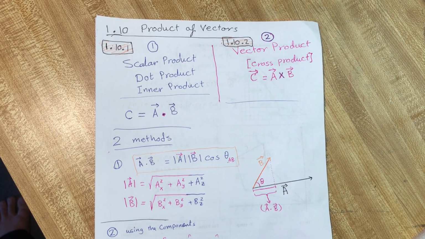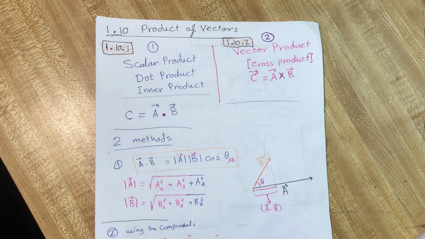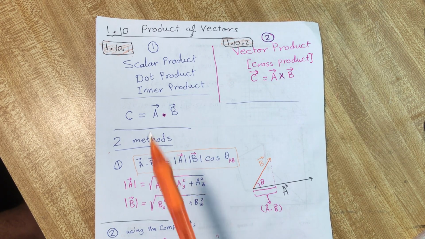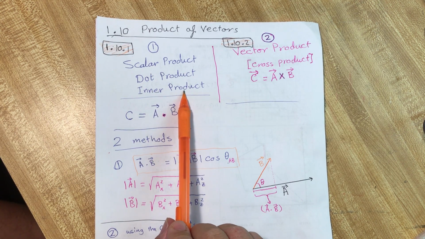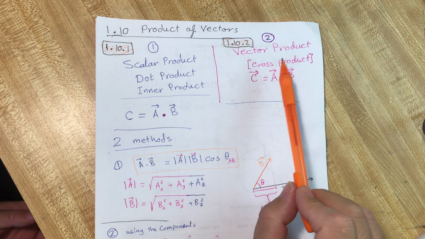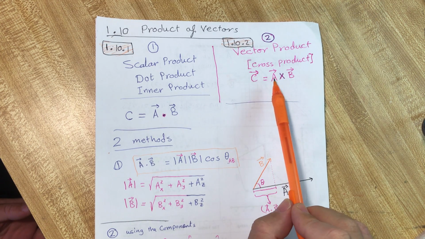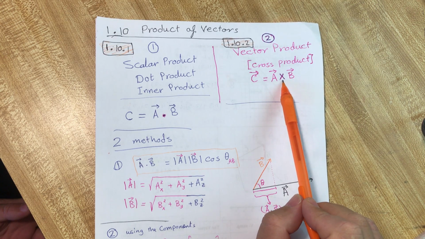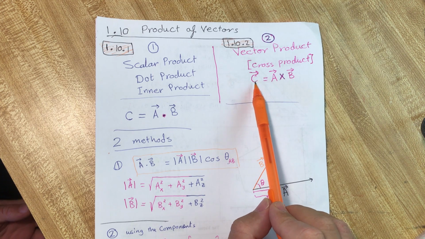Okay, students, now we'll talk about an important operation for vectors, which is the product of vectors. We have two kinds of product of vectors. The first one is the scalar product, or dot product, or inner product. All are the same. And the second one is the vector product, or cross product. The notation of the cross product is A cross B, and the resultant is another vector. We will see its properties later.